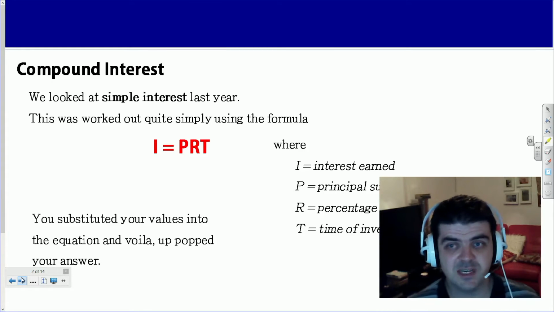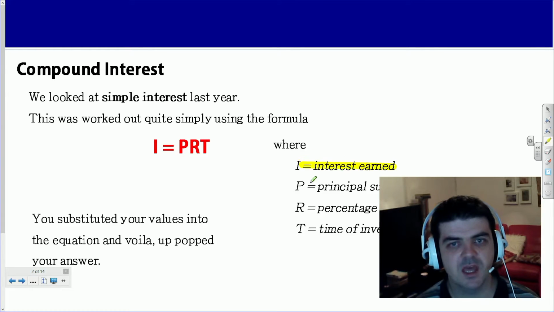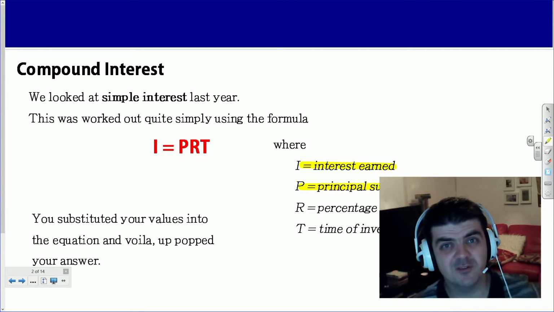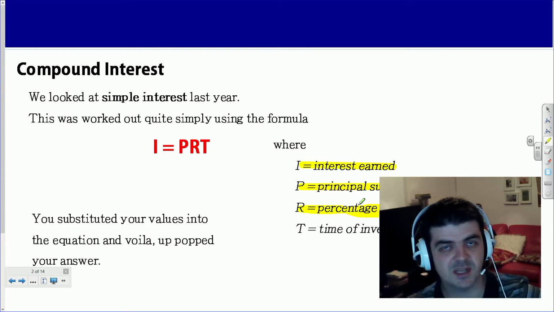We used I equals PRT, where I equaled the interest earned. P was the principal sum of the initial investment. So if you put down like £1,000, that was your initial investment or your principal sum, your P. R was your percentage rate of interest, not just the figure of interest, which is important because that's the bit that people got wrong, and we'll see that in the examples that come up. You're not just putting in the rate of interest, which is just a number, you're putting in a percentage, and that means taking in the 100 as well. And T was the time of investment.